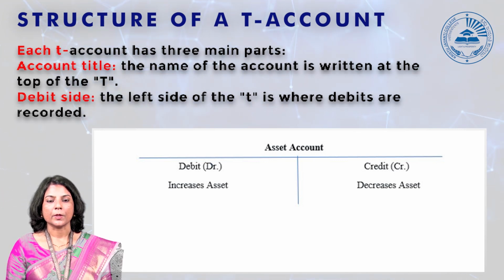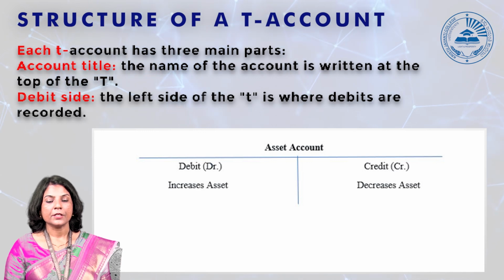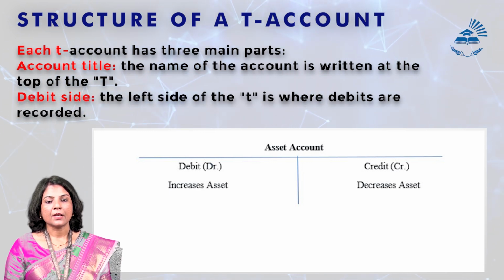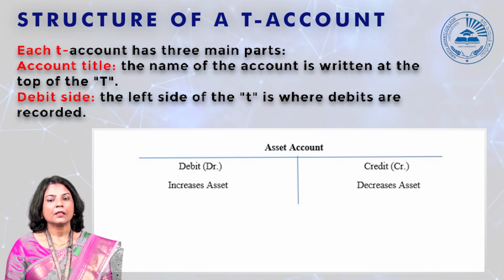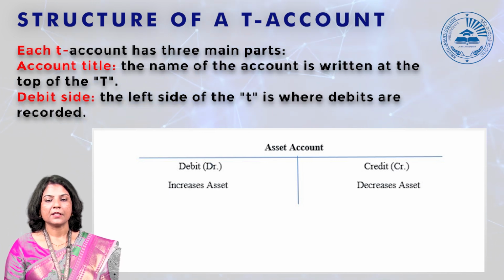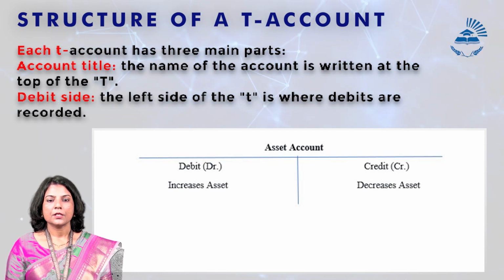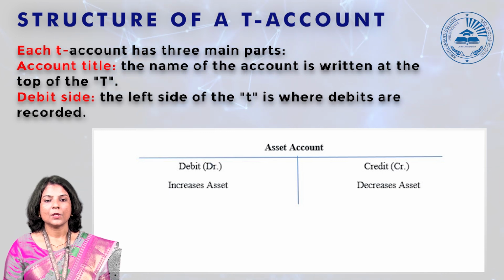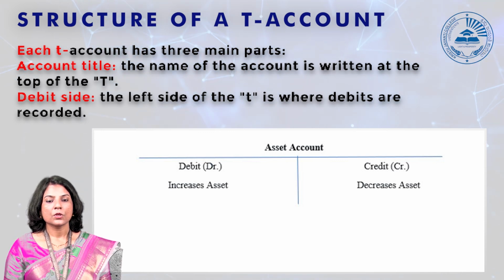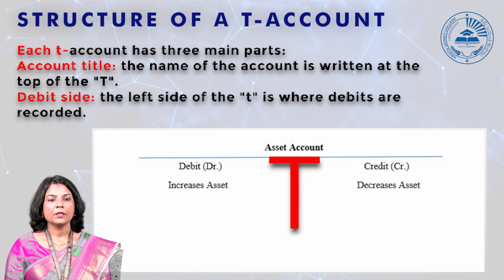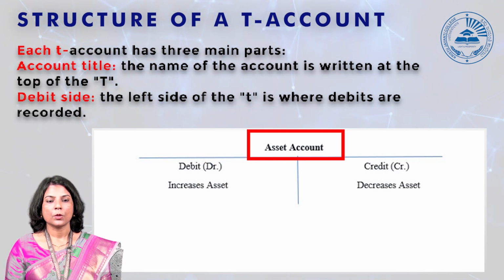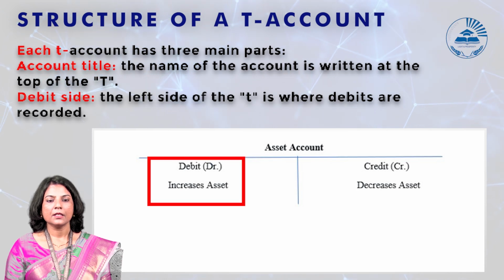You can look into the PPT. Debit is abbreviated as DR. The right hand side is credit, abbreviated as CR. The debit side, the left side of the T, is where debits are recorded. The credit side, the right side of the T, is where all the credit transactions will be recorded. So why is it known as T? Because it represents the alphabet T. So the three main components are the account title at the top of the T account, the debit side and the credit side.